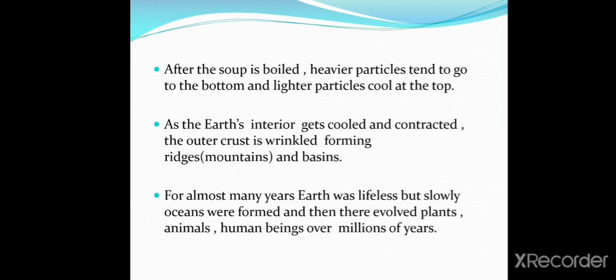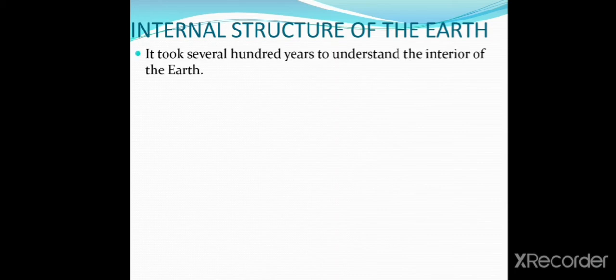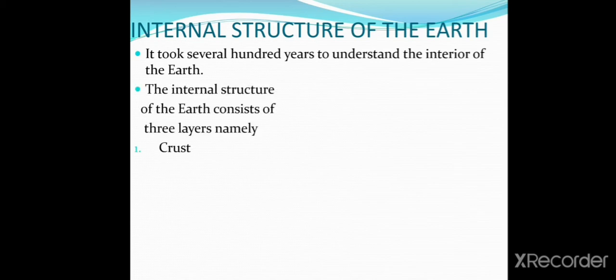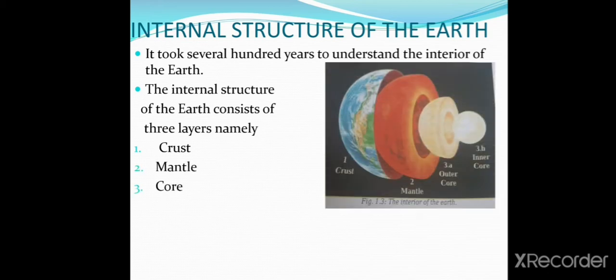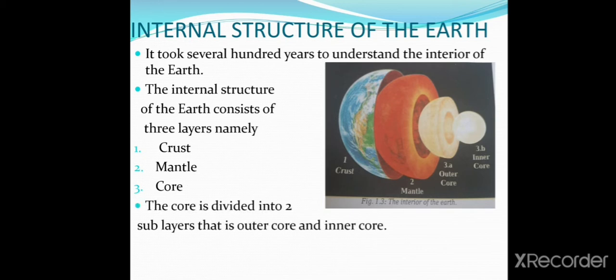Children, let us discuss the internal structure of the earth. It took several hundred years to understand the interior of the earth. The internal structure of the earth consists of three layers, namely crust, mantle, core. See children, this picture. The core is divided into two sublayers, that is outer core and inner core. You observe in this picture.